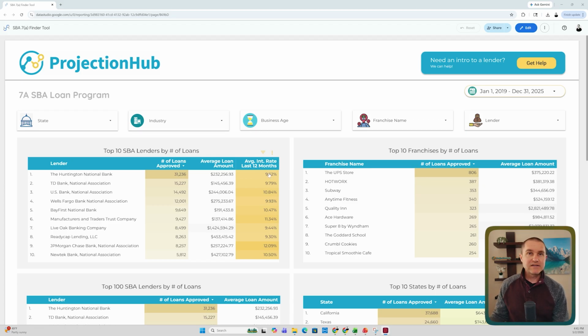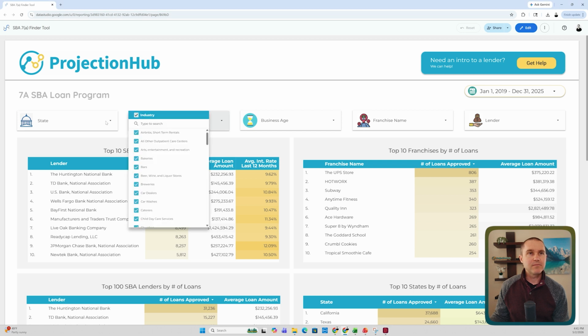Now we can see Huntington 9.62%, on the high end. This is actually really surprising to me. JP Morgan Chase 12.09%. I'm really surprised that they're so high, but they may make very small SBA loans with more of an automated process for some of their clients and price that at the high end of the market. So that was kind of interesting to me.